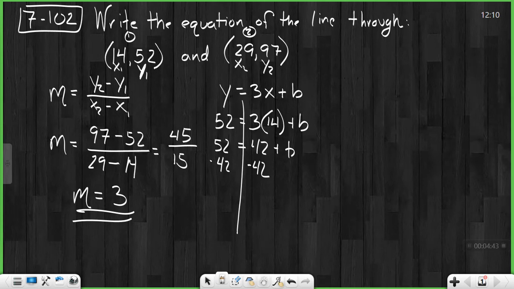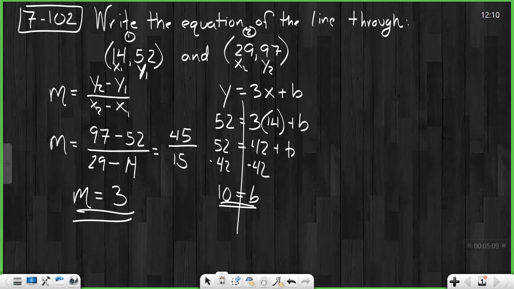And if you used 29 and 97, you would have gotten the same result. You would have ended up with 29 times 3 was 87, subtracting the 87 from both sides. You would have ended up with 10 no matter which way you did this, because 10 is the value of b that makes this equation true. 10 is my y-intercept here.